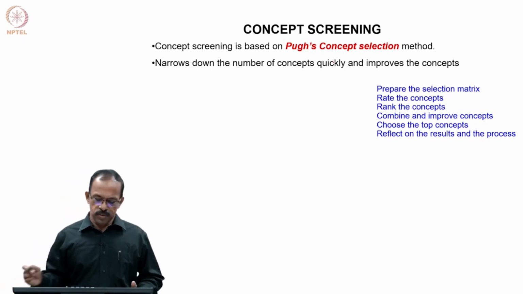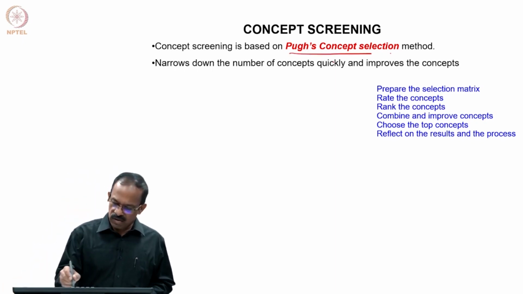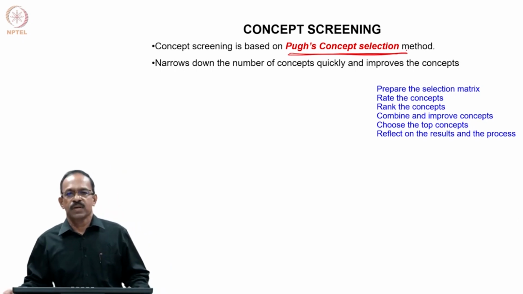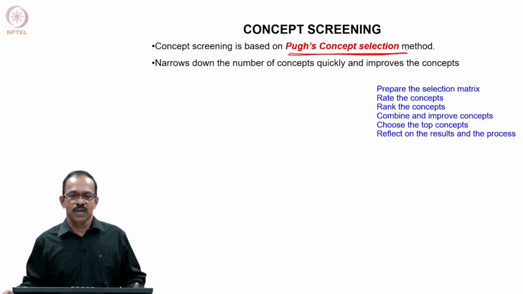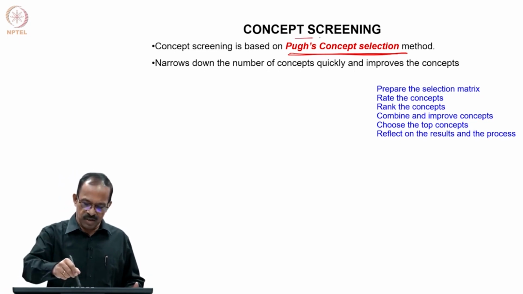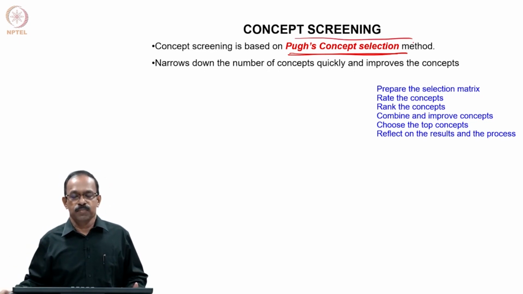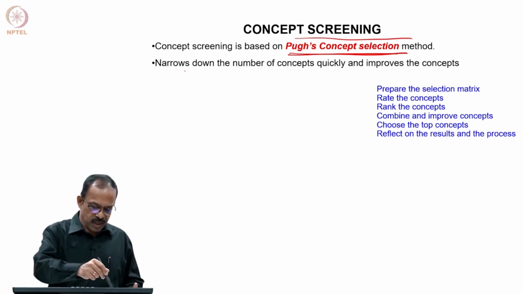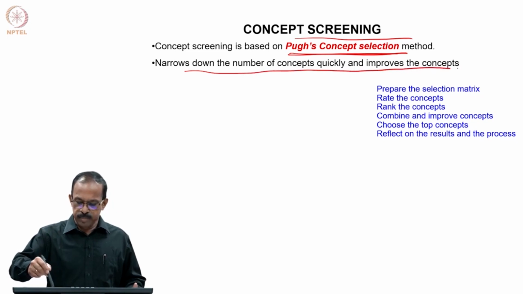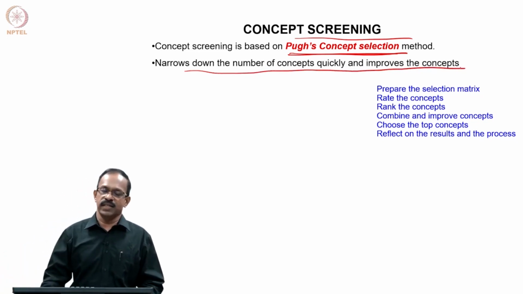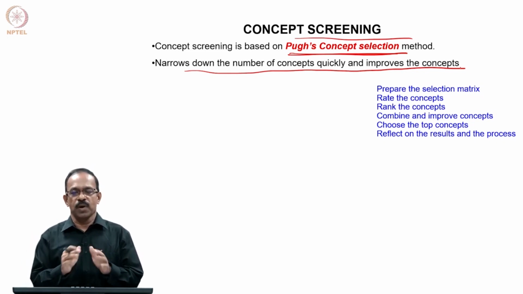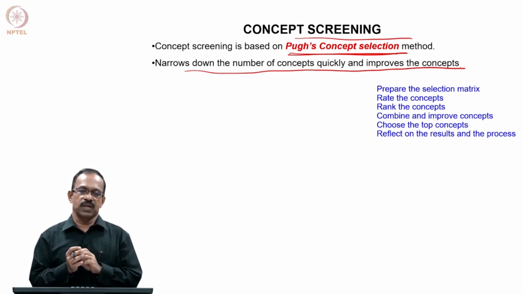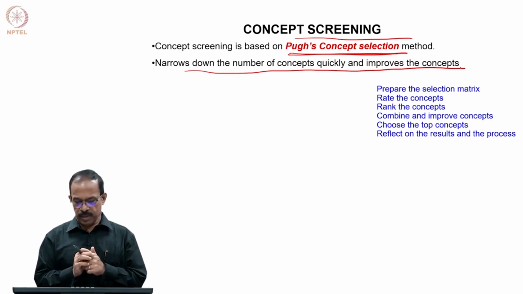Here we use something called Pugh's concept selection matrix. Pugh's method is commonly used for this kind of analysis. We use Pugh's method for concept selection, and it narrows down the number of concepts quickly and improves the concepts. That is the idea here. We want a very quick narrowing down: you have a large number, and we narrow this down to a smaller number.